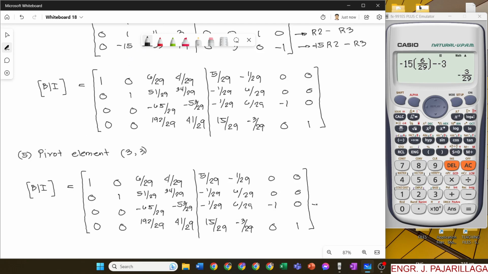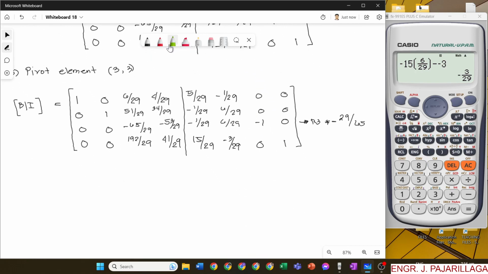Ano yung pwede nating i-apply na operation dito? So, we can do R3 multiplied to its reciprocal. That is 29 over negative 6. Or basically, this is R3 ngayon multiplied by negative 29 over 6. Ay, negative 65, brother. So, 65, ang laki ng value. Magugulantang tayo dito. Okay? So, negative 29 over 65. The reciprocal of that para maging equivalent to 1. Okay? So, i-apply natin ngayon yung operation na yun.